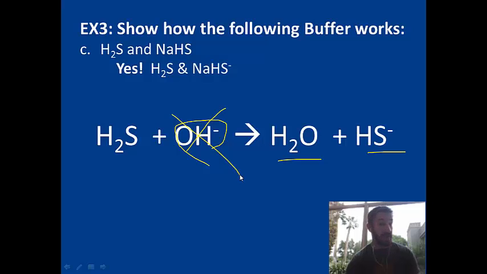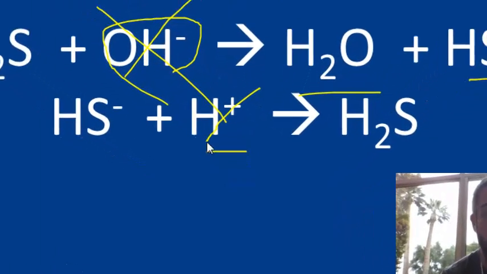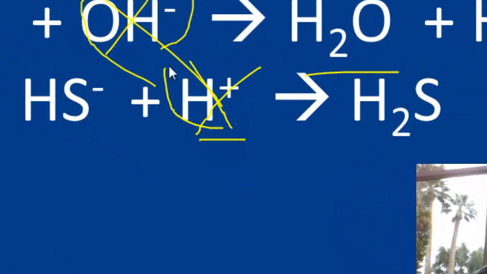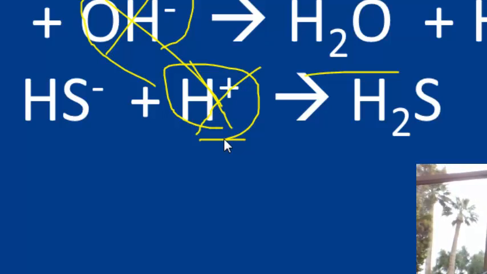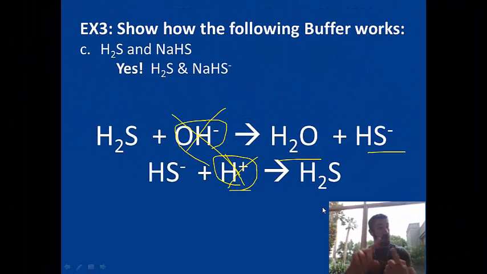How would the hydrogen sulfide ion work? It would react with the protons, and in doing so, it would remove those from the solution, so there's no more protons, and produce hydrosulfuric acid. So in doing so, this buffers the solution, removing both proton and hydroxide, strong base and strong acid, from the solution.